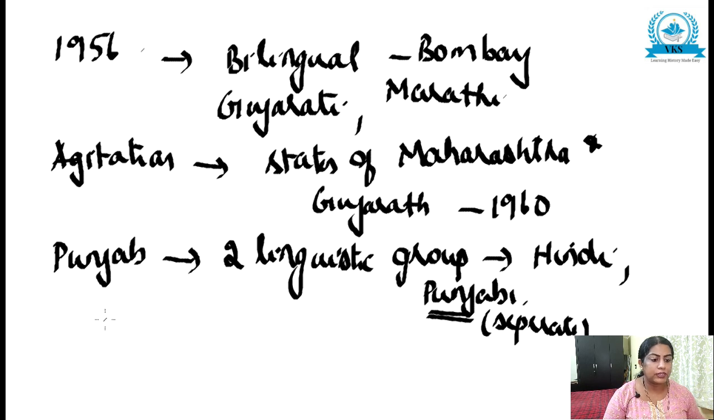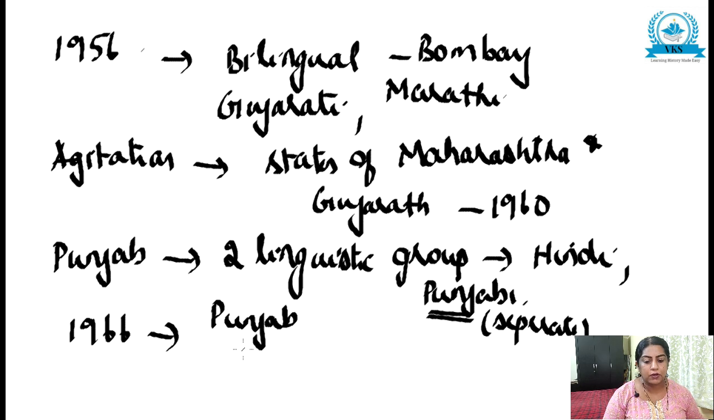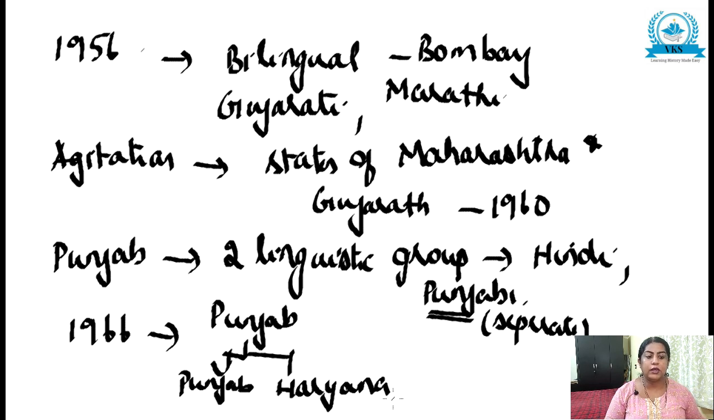They refused to accept the demand because they said it would not solve either the linguistic issue or the communal issue. They did not accept it. But after several powerful movements, finally in 1966 Punjab was divided into Punjab and Haryana. So finally it was agreed, and in 1966 Punjab was divided into Punjab and Haryana.